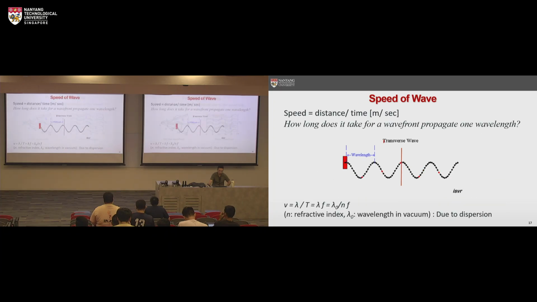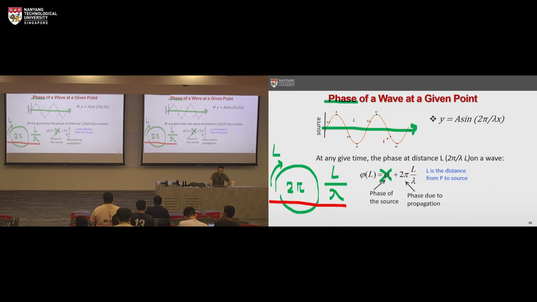So we have this definition of phase, 2 pi. L is the actual distance that you are running in one cycle. One cycle corresponds to one wavelength, which is equivalent to here to here. So this is one wavelength.